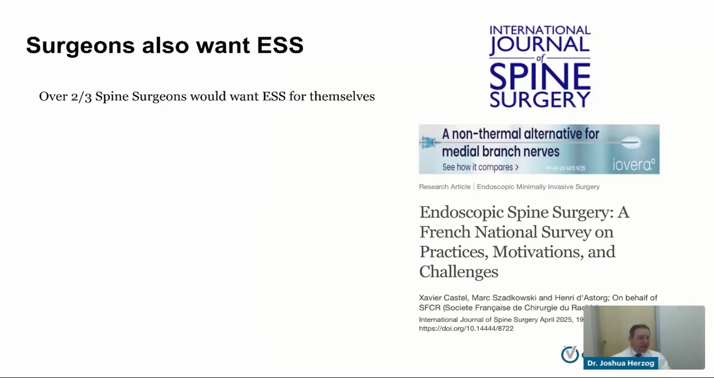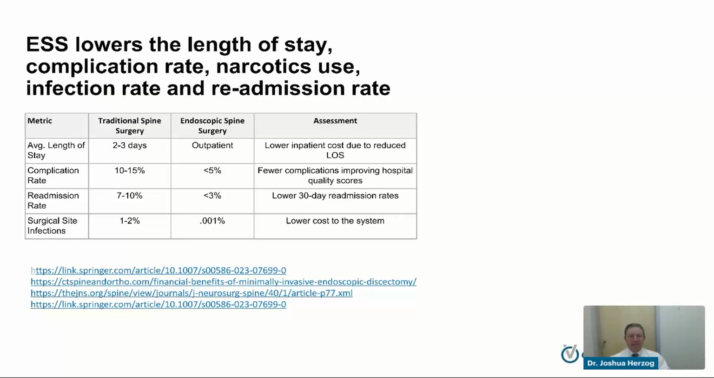I think that not only patients want it, but surgeons do too. There have been a number of studies that show spine surgeons specifically would ask for endoscopic spine surgery on themselves, again because it's less invasive, the risks tend to be less, and the recovery can be quicker. You can, again, end up with the same result. This is what we're talking about when we say results.